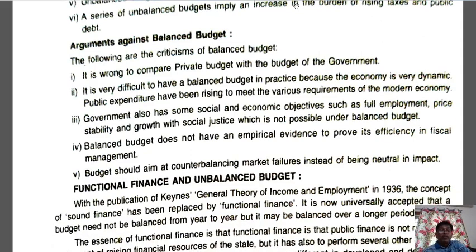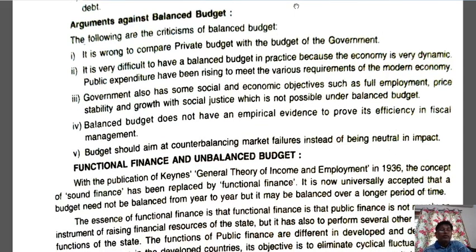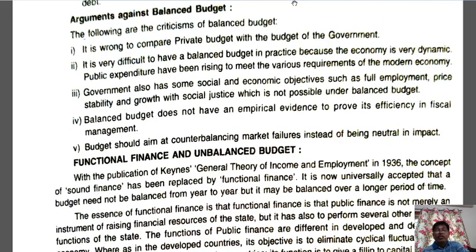It is wrong to compare a private budget with the budget of the government. Second, it is very difficult to have a balanced budget in practice because the economy is very dynamic. Public expenditure has been rising to meet the various requirements of the modern economy. Third, the government also has some social and economic objectives such as full employment, price stability and growth with social justice, which is not possible under a balanced budget.